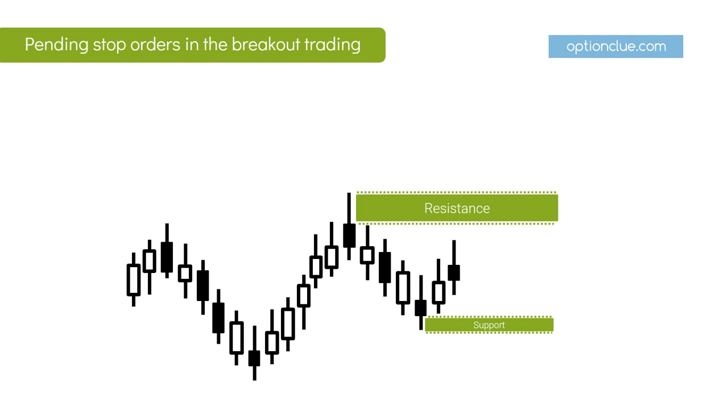First of all, let's examine what is a pending stop order. Buy stop order allows you to buy an asset at a price higher than the current one if the market is rising. Sell stop order is to sell a financial instrument below the current price if the market is falling.